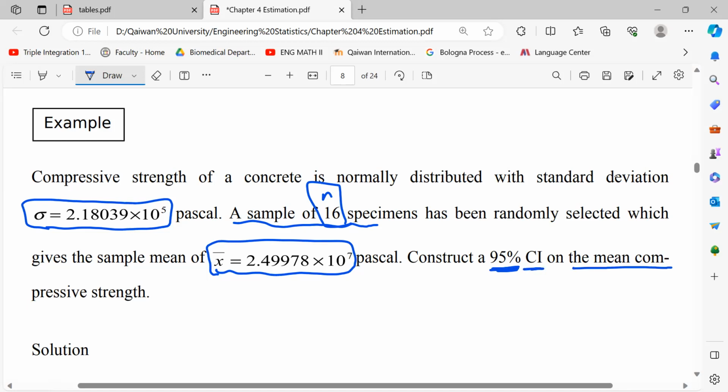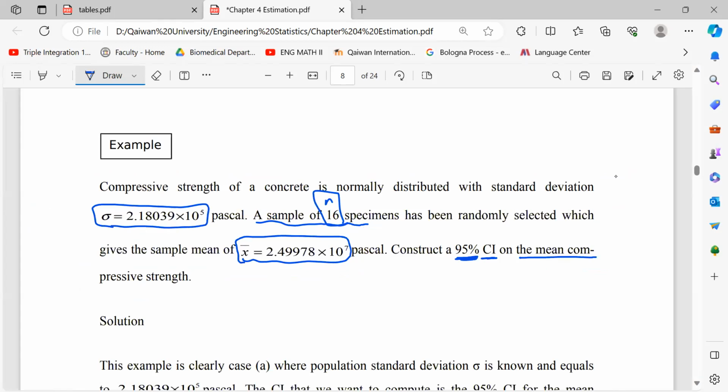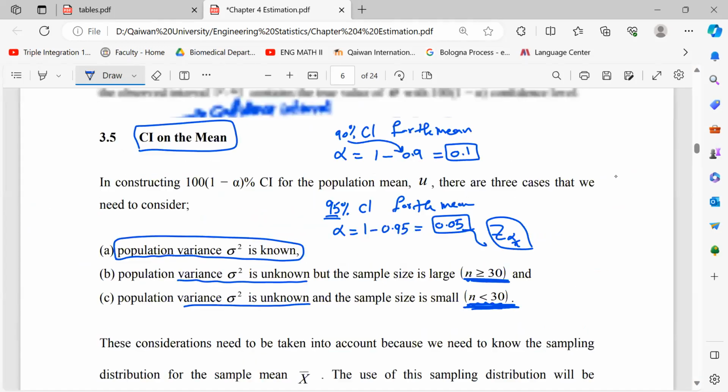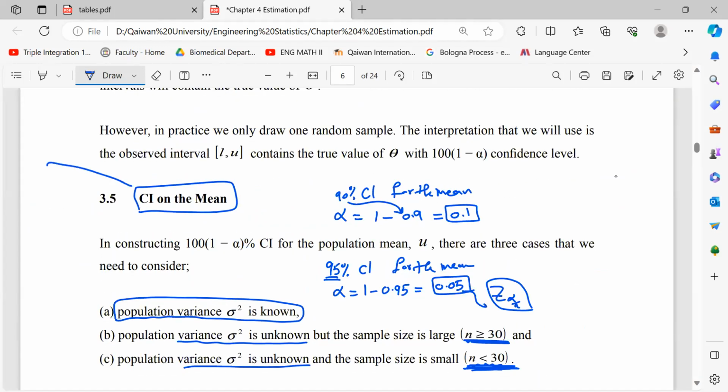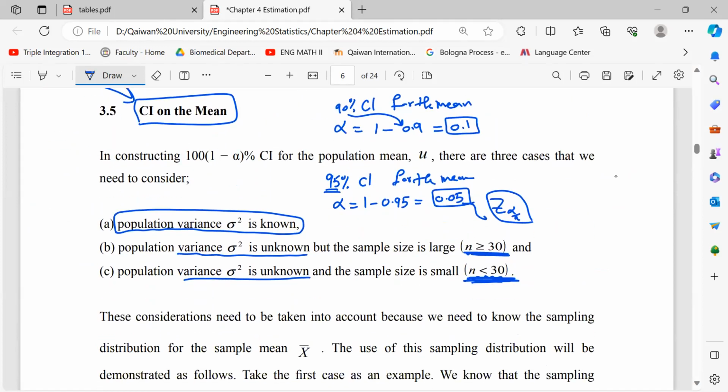Look, it says for the mean. It means it's the first topic. In that topic, we have three cases. Which case? As the variance is given, it's the first case. The first topic is the confidence interval for the mean. Here we have three cases.